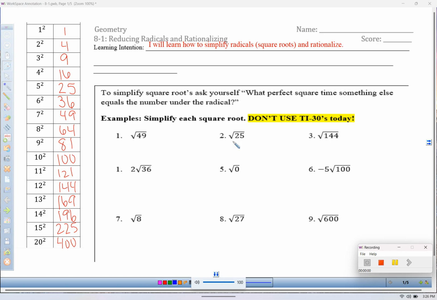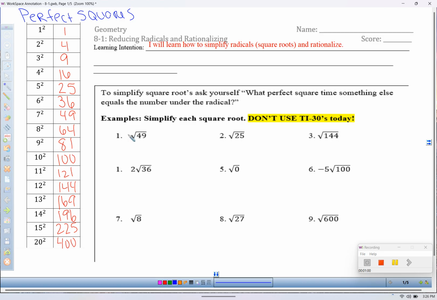Let's start off by getting our perfect squares. You should have this chart on your paper of perfect squares. And a square is just a number times itself. So 1 times 1 is 1, 2 times 2 is 4, 3 times 3 is 9, and so forth, all the way down. So if you need to pause the video, go ahead and get these down.